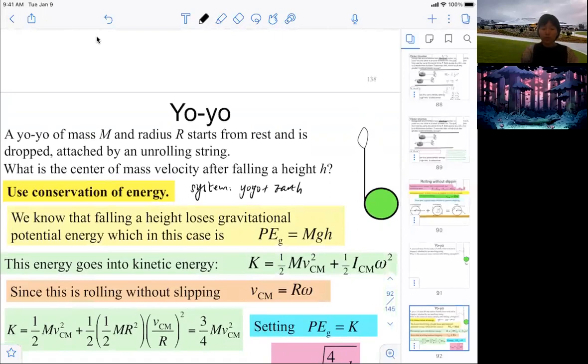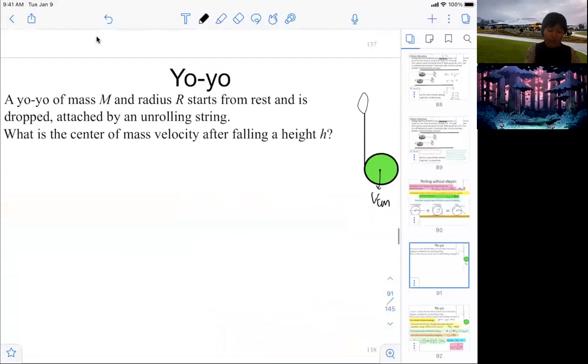Apparently, how much you're rolling is the length of the thread. The length of the thread is also how much you're falling in the translational direction, right? So this is rolling without slipping, which means the velocity of the center of mass and the spinning speed are related by r. So that's it. Okay, so just to go back here, we said use this approach and we use this system, yo-yo and Earth.